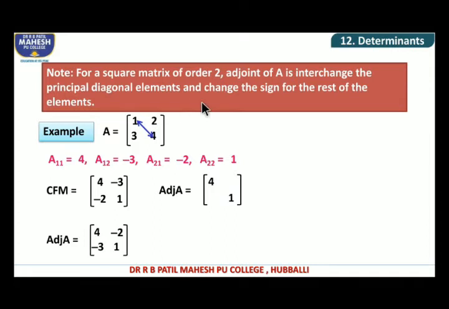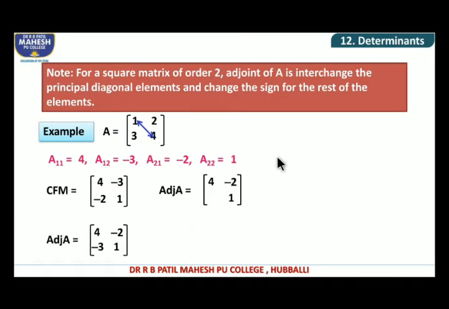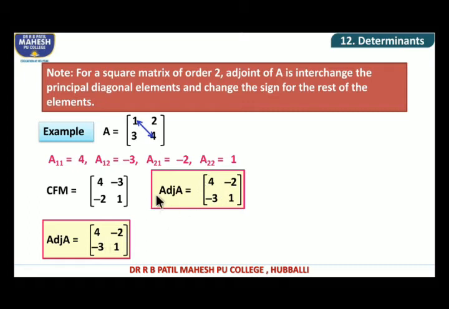Here, if they have the minus sign, it means you have to take a positive. So here both are having the positive signs. So we have to write minus 2 and minus 3, meaning you have to take the negative sign to the rest of the elements. So minus 2 and it is minus 3. Just observe these two answers are equal. So this method or this note is only applicable for the square matrix of order 2. Please remember this, students. It is not for order 3.